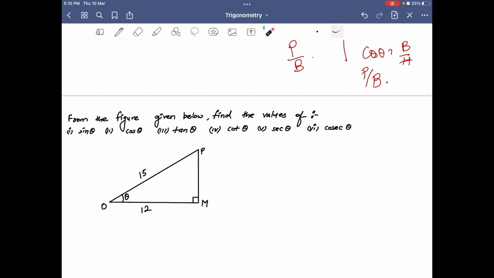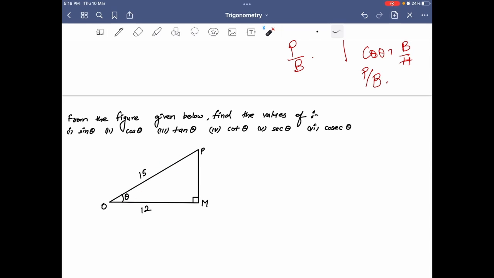Here the given numerical states that in the figure we have to find the value of sin theta, cos theta, tan theta, cot theta, sec theta, cosec theta. In the given figure we see that angle M is 90 degrees and the given angle for which we need to find the ratios is angle O. As we have already discussed, the side opposite to this angle would be the perpendicular, this would be the base, and this would be the hypotenuse.